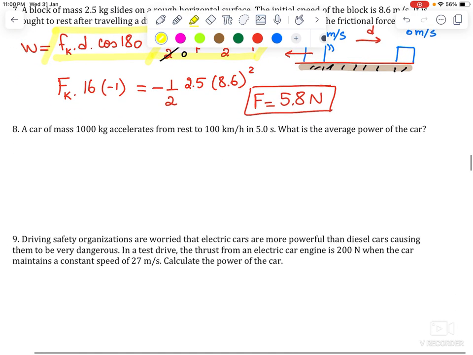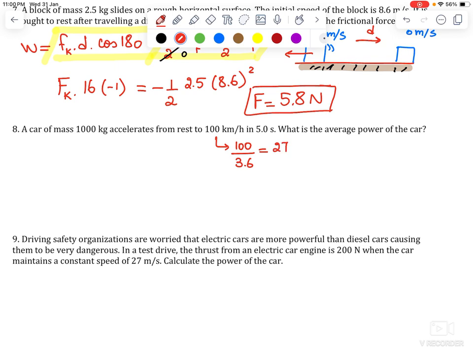Question number 8, you have a car of mass 1000 that accelerates from rest to 100 kilometers per hour in 5 seconds. I need the power, but first I need to convert this into meters per second. So I'll divide it by 3.6, again 27 meters per second. And from rest, this means that the initial speed was 0.